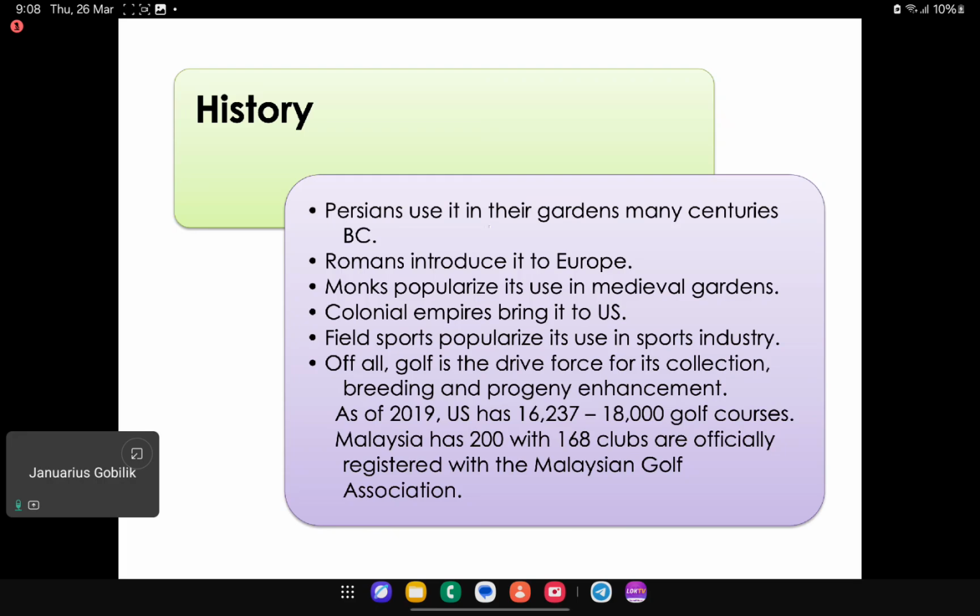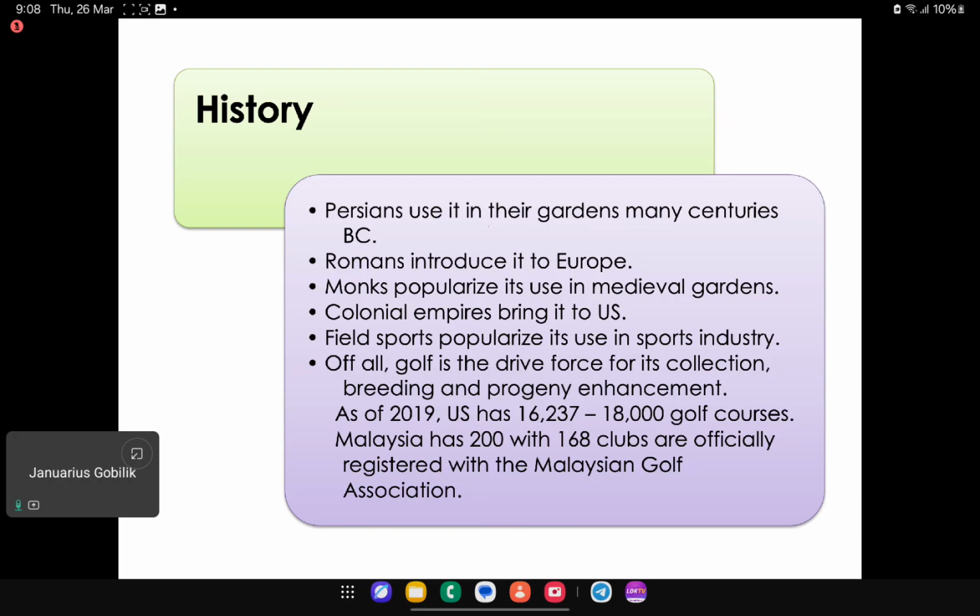As of 2019, the US has 16,000 to 18,000 golf courses, and Malaysia has 200, with 168 clubs officially registered with the Malaysian Golf Association. And I have checked recently, the number of golf courses in Malaysia has increased a little bit, maybe one or two additions over the past 2 years, and we don't have any that have been closed.